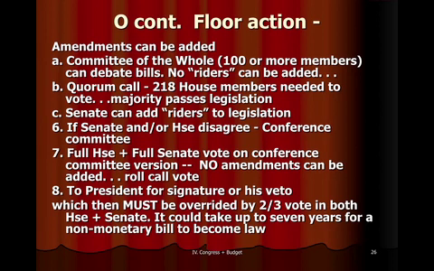The Senate can add riders to legislation, and that's just something that they can do. The House, once that Committee of the Whole starts debate, they can't. So again, it's just these semantics of what's going on in the House and Senate.